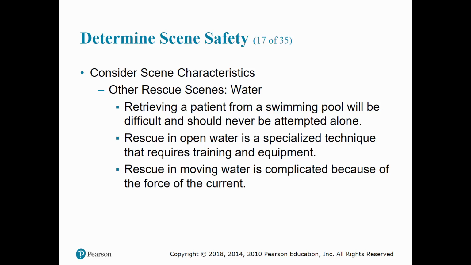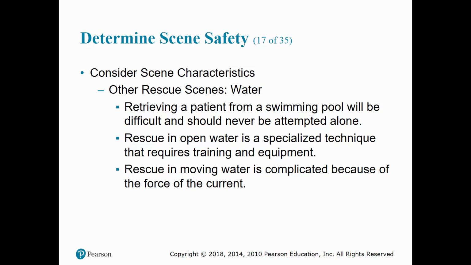Swimming pools present a major challenge for rescue of a patient. The patient will be visible, but to the EMT who's untrained in water rescue, retrieving the patient will be difficult and should never be attempted alone. The EMT's partner should be close at hand to lend assistance, preferably from the pool's edge.